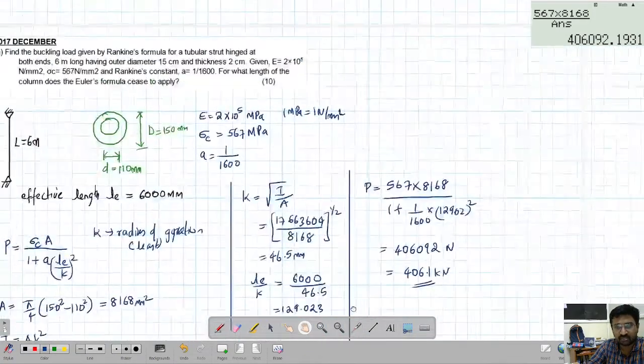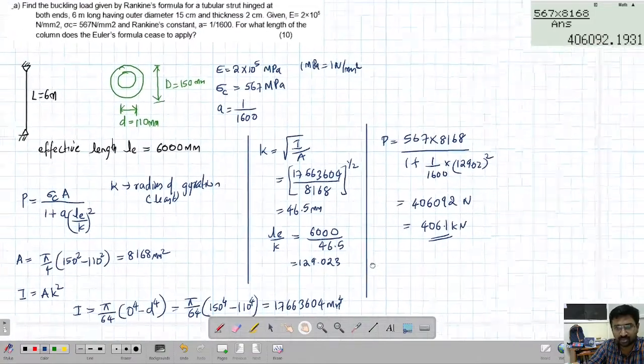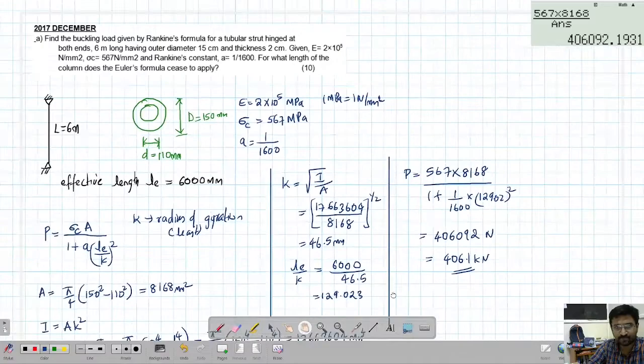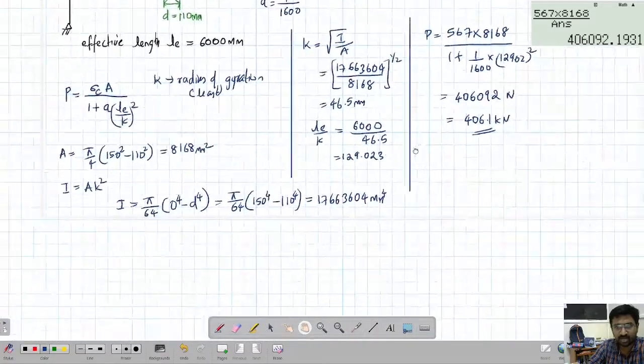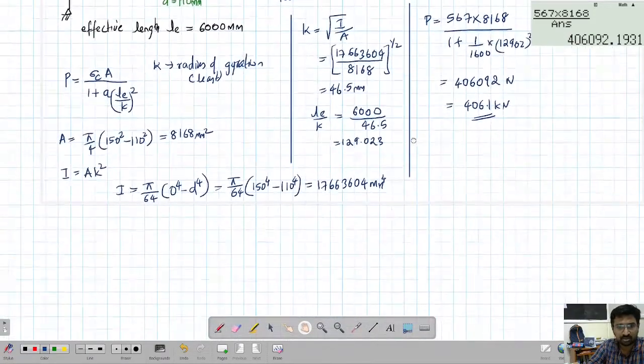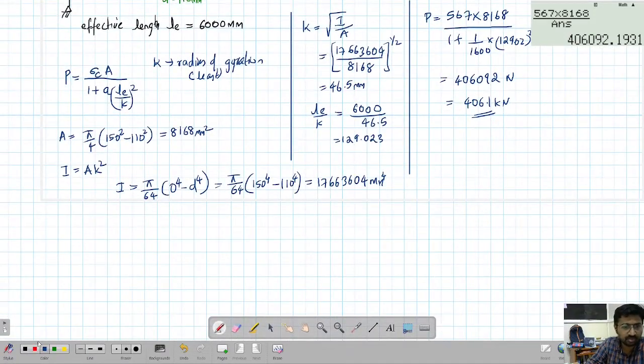So I'll just explain the meaning of this part of the question. Let's say this column, we know that a column can be a short column or a long column. For the short column we use the short column equation to find the strength, that is sigma c into area, which will give me the strength of the column. For a long column we will use Euler's formula.